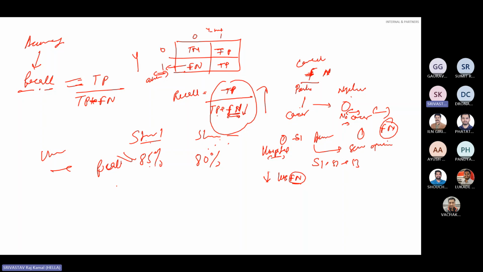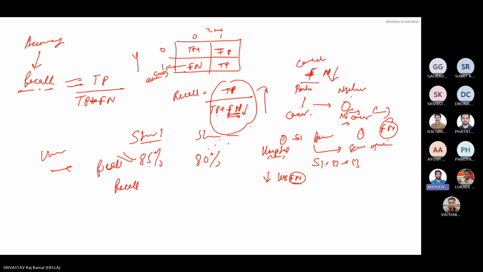So therefore recall comes in handy in such kind of handling, where we want fewer false negatives, right? Now I think this part is clear. One more question maybe: why are we only focusing on false negatives?